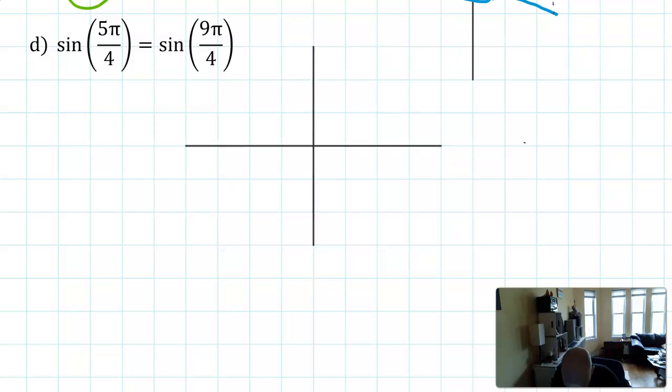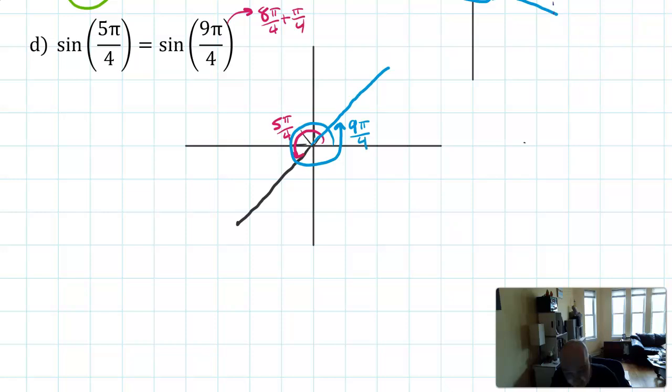So we have 5 pi over 4, which is 1, 2, 3, 4. 5 pi over 4 is over here. And 9 pi over 4, well, that's like 8 pi over 4 plus pi over 4. So that's actually in the first quadrant. Greater than 2 pi. And the question is, are the sines equal? Well, sine is the y-coordinate of a point on that angle.